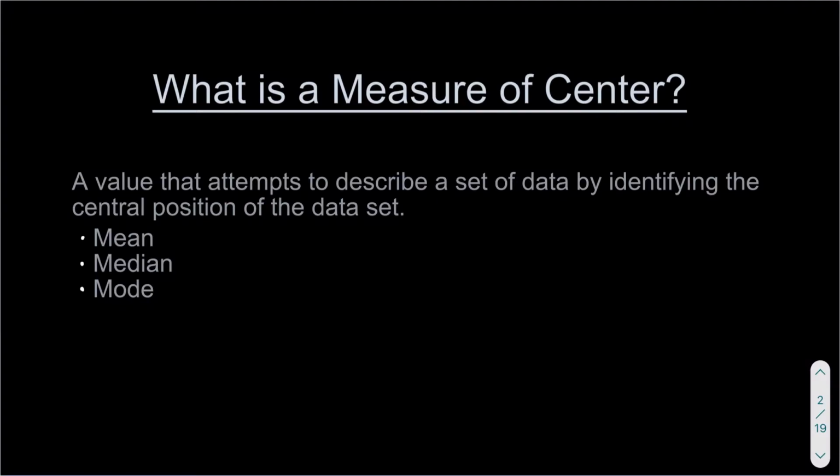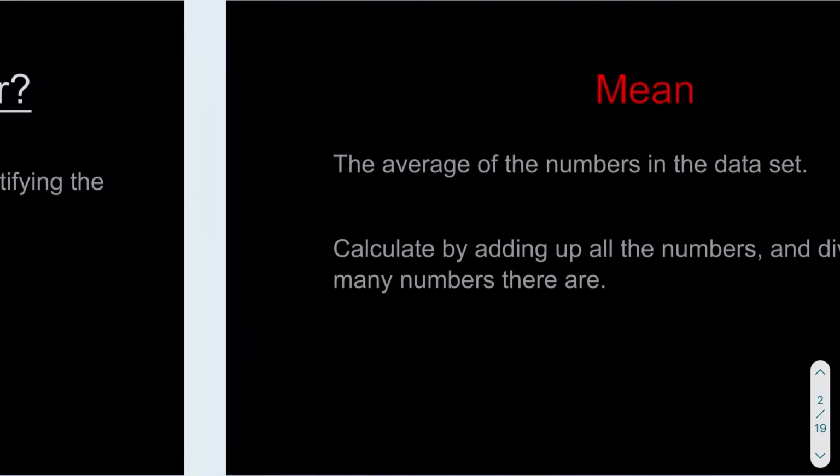Well, it's a value that attempts to describe a set of data by identifying the central position of a data set. Now keep in mind, there's a bunch of ways to actually determine a "center" of a data set, and that's why our most common measures of center are the mean, the median, and the mode. Let's talk about the mean.